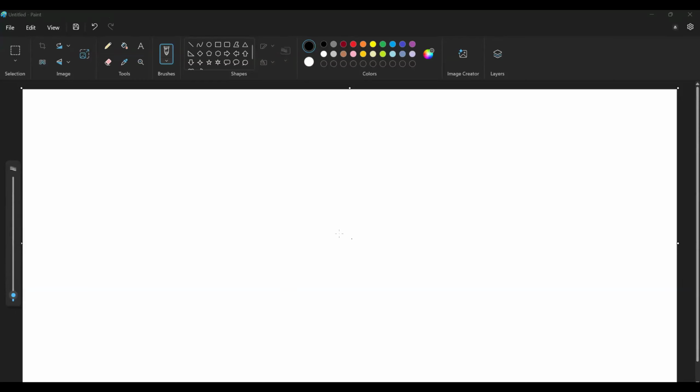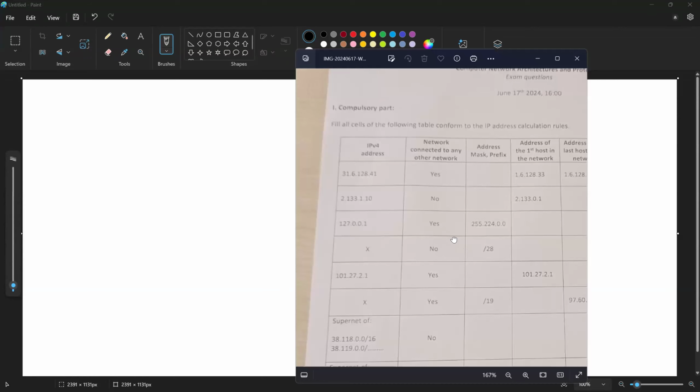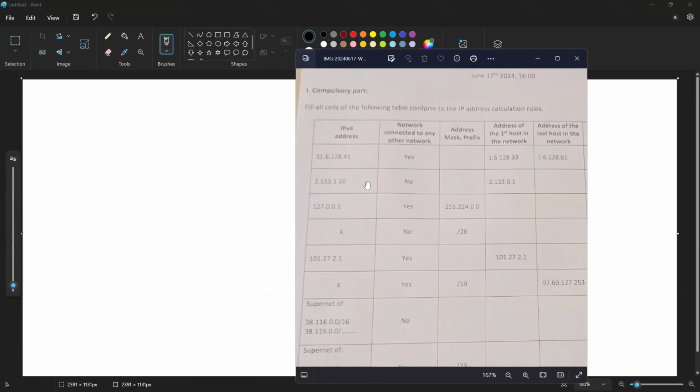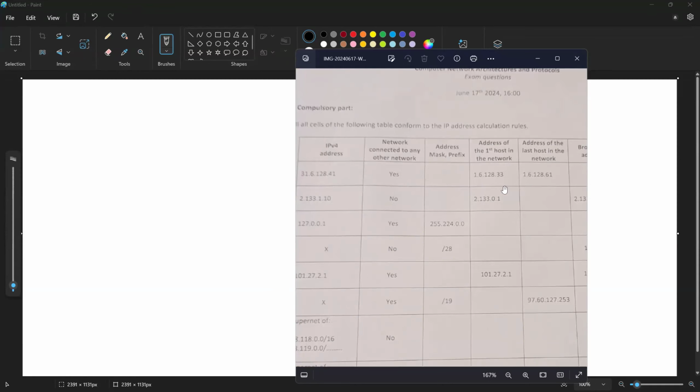All right, so just to address something, in the last video, we found the broadcast IP to be 31.6.128.63. This was actually the IPv4 address, a mistake by the professor in the exam. So this 31 should have been a 1. That's why in my solved paper, the broadcast address that I wrote was 1.6.128.63. So it should have been the same even if I got it from the IPv4, just the IP is a mistake.